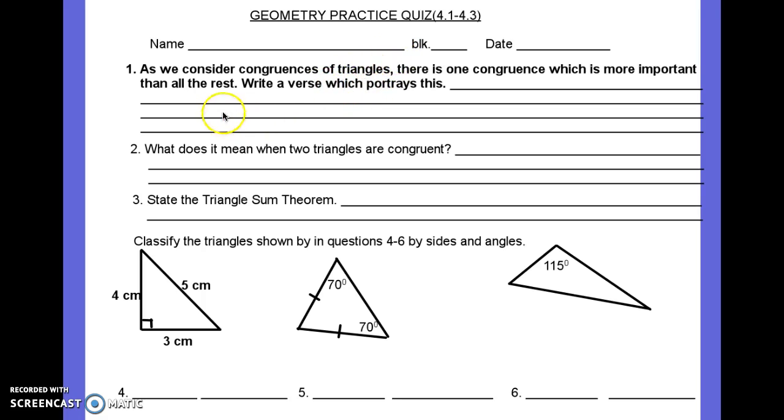So here we go. As we consider congruences of triangles, there's one congruence which is more important than all the rest. And I trust by now you know that it's the truth. Write a verse which portrays this. So here comes a verse, and it says, therefore. Therefore, we didn't go into this, but this is in light of all that Christ has done for us.